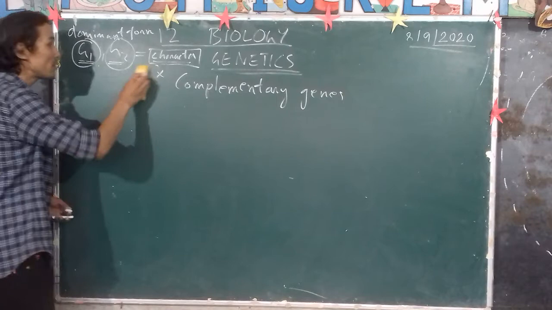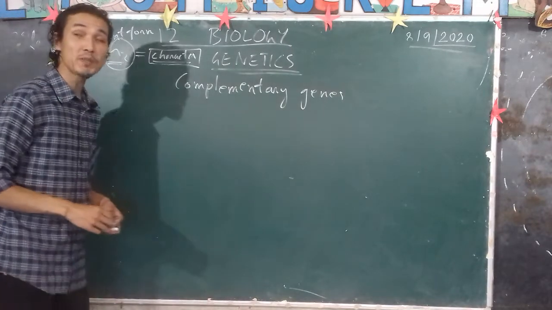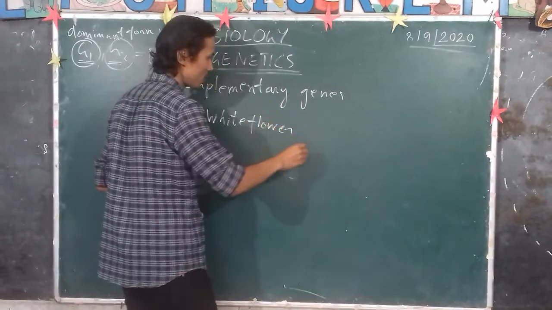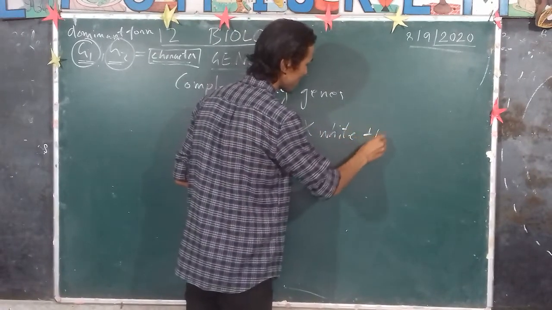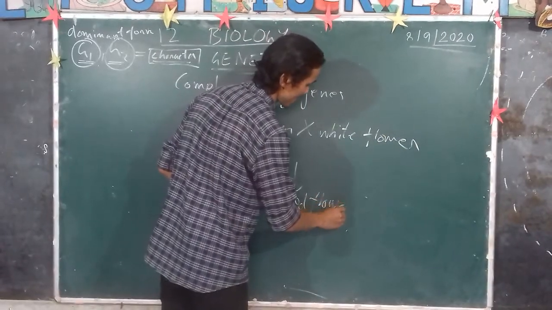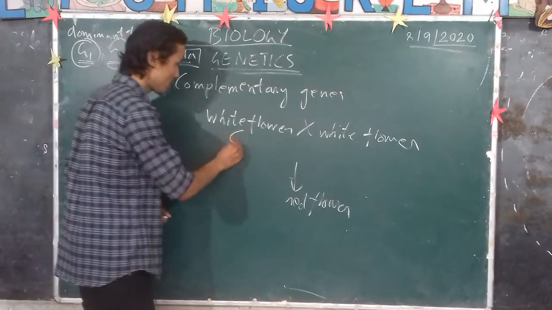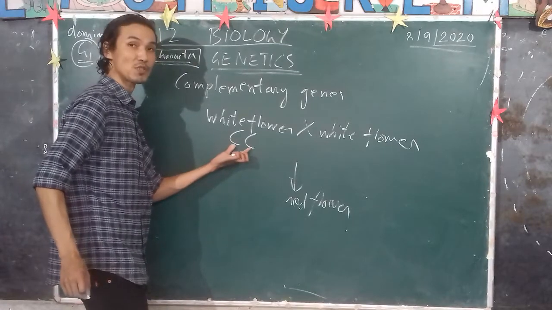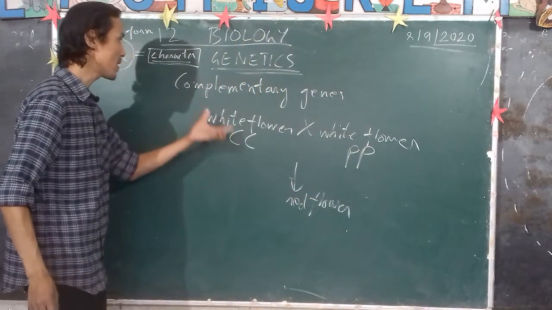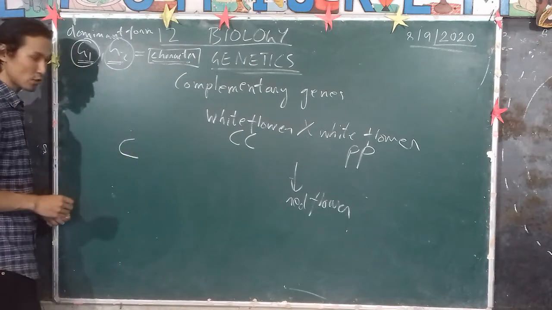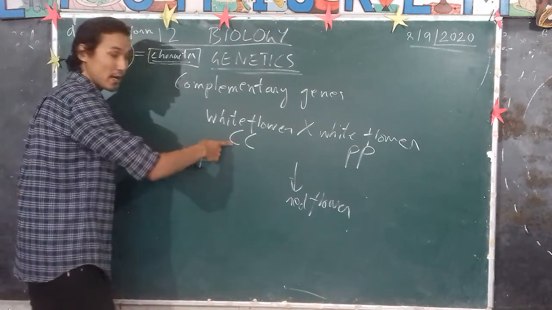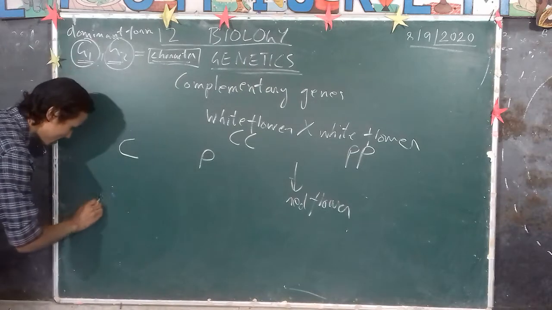So in order to understand complementary genes better, there is a certain variety of sweet pea flowers in which a white flower was crossed with another variety of white flower, and what we got was red flower. This white flower might be having the gene dominant homozygous CC, and this white flower might be having the gene dominant PP. So in order to understand this, like I said, gene C has to be in the dominant form and gene P also has to be in the dominant form. Both the genes are responsible for the production of a white pigment.